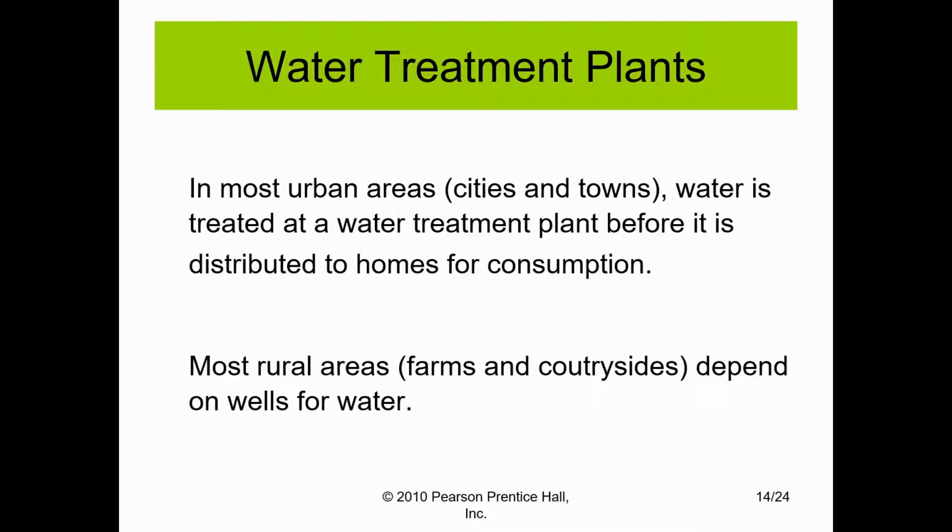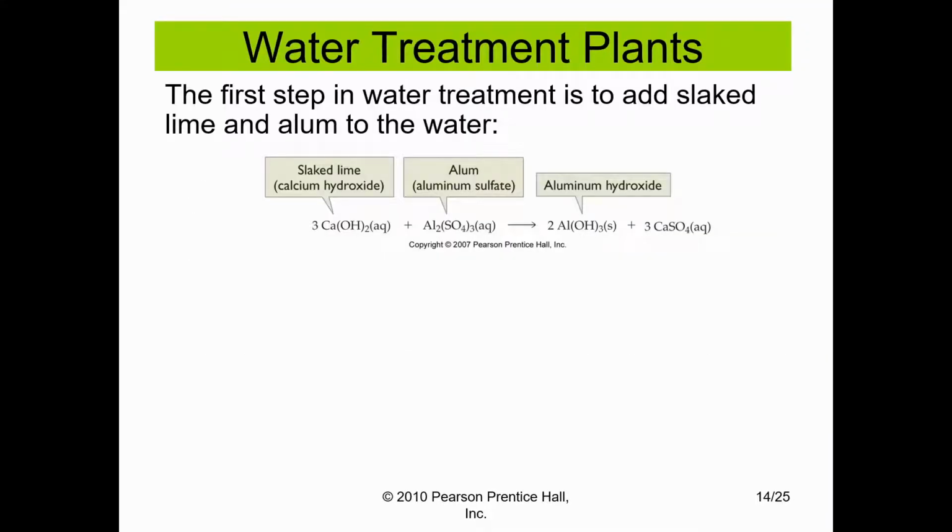In some rural areas, like farms and countrysides, wells are used to obtain water. In these cases, UV is often used to treat the water in one's own home. Water treatment plants use several steps to treat the water. The first step that's often used is to treat the water with slaked lime and aluminum.